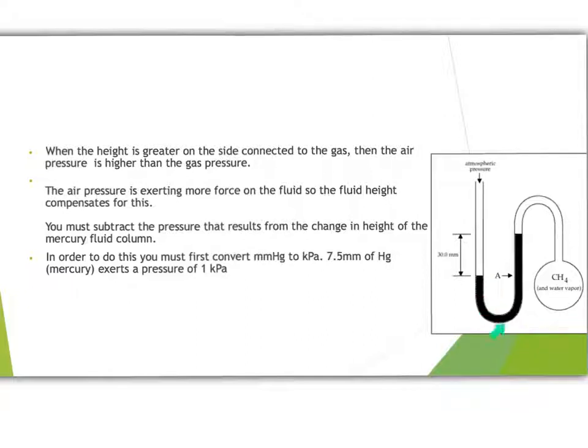Now when we have these, you subtract the pressure that results from the change in the height of the mercury. So the first thing we would do is to convert our millimeters of mercury to kilopascals, and then we would do a subtraction. So let's look at an example problem of this.